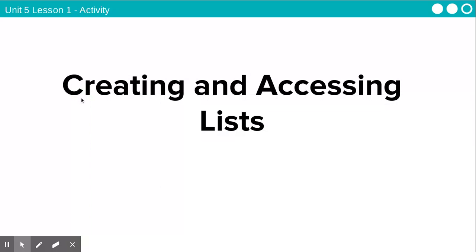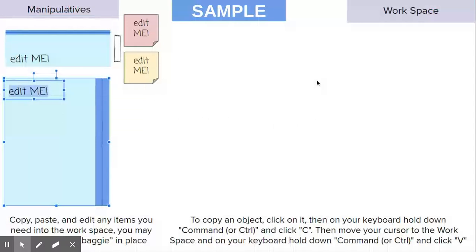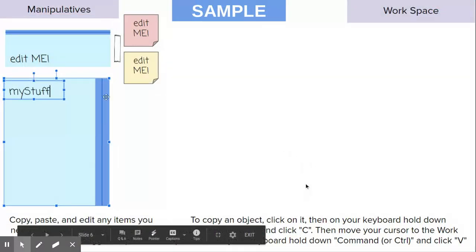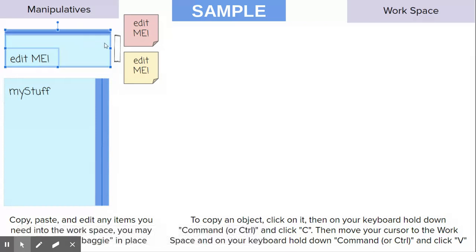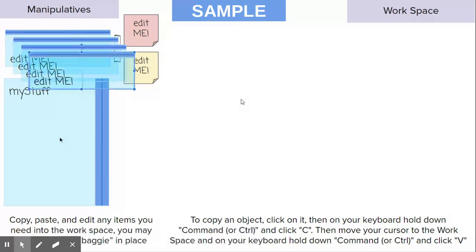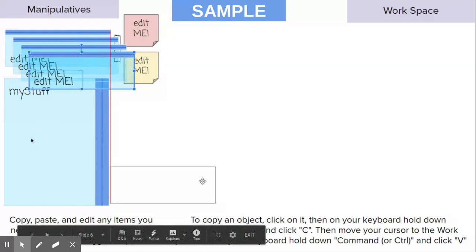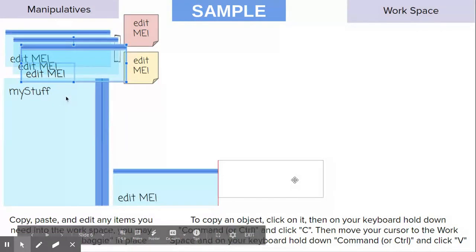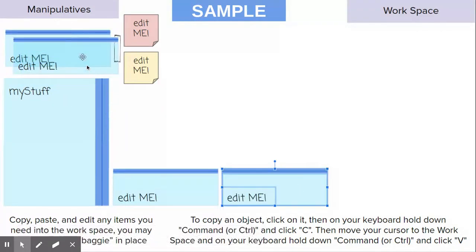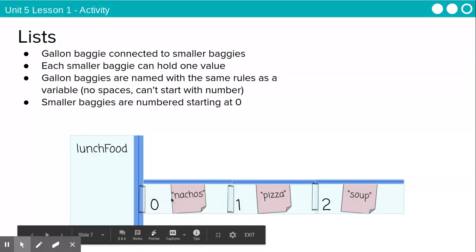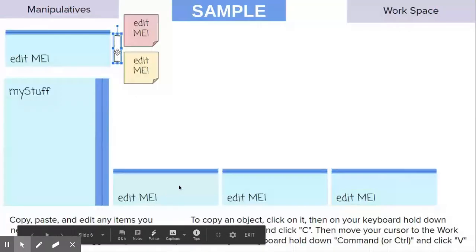Now we're going to get into creating lists, because that's what's going to help us organize large amounts of information. We'll start small, but today we're going to look at this sample. It's going to show us how we can create our lists rather than having a big gallon-sized bag. This is our gallon-sized bag. You can edit the name. You can copy and paste these things to make the smaller bags, and you can change those as well.